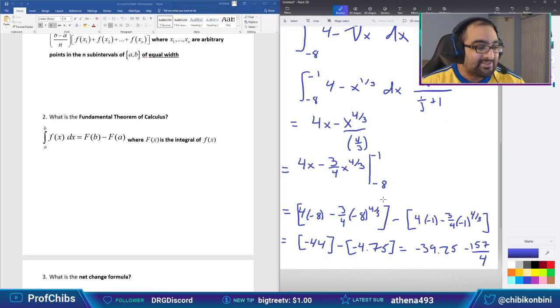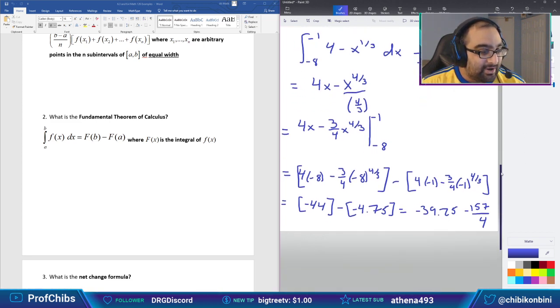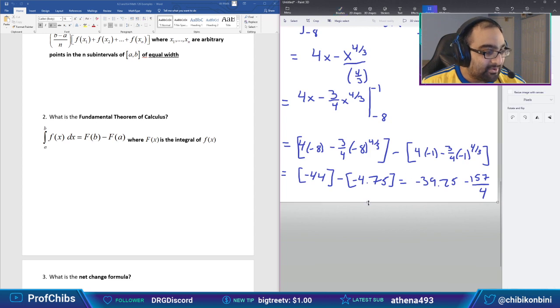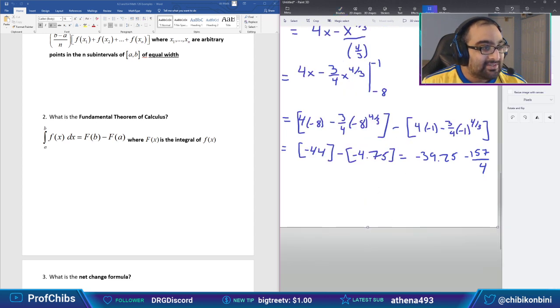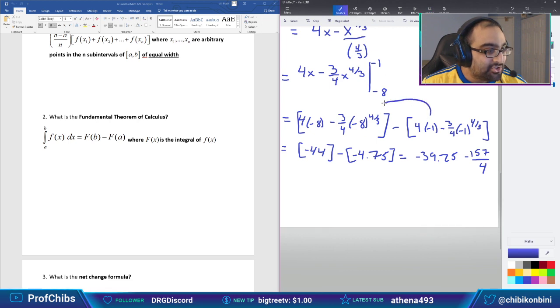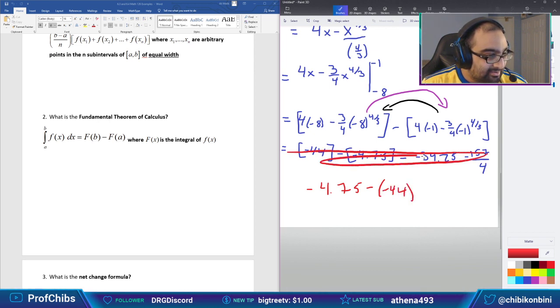Bad habits. I looked at 8. I did the same thing probably you guys did. You're supposed to do negative 1 first because negative 1 is the larger number. Okay, so technically this should be backwards. So this should be there. Okay, I'm going to do it in a different color. This should be there, and then this should be over here. So what you should actually have is, totally my fault. So we have minus 4.75 minus a negative 44 is what we actually have. So ignore this part here. This part doesn't count.